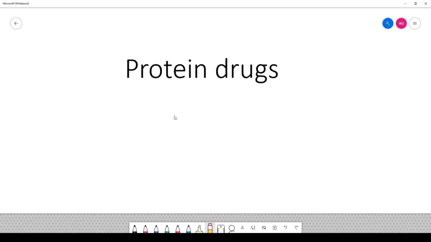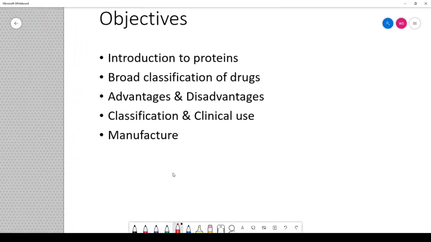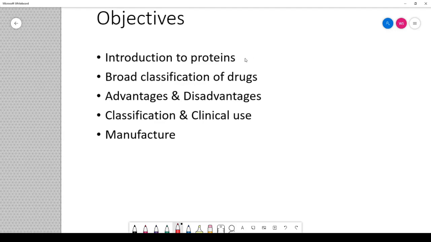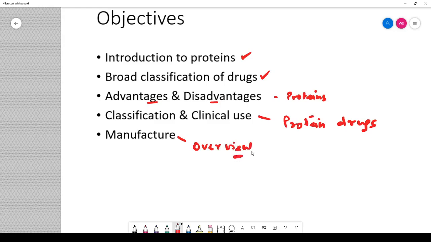Today, we are going to learn about protein drugs. Our objectives are to get ourselves introduced to proteins, to talk about a broad classification of drugs, to talk about advantages and disadvantages of proteins, and to talk about the classification and clinical use of protein drugs. And have an overview of the manufacture of protein drugs.